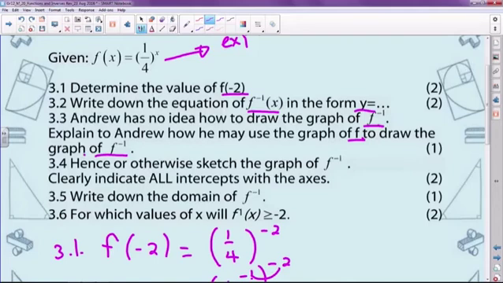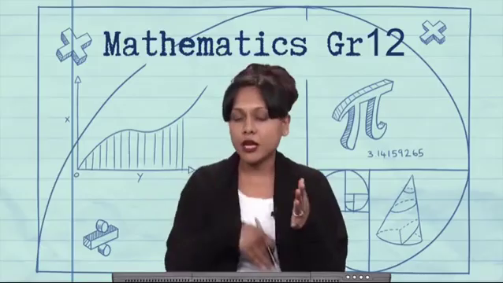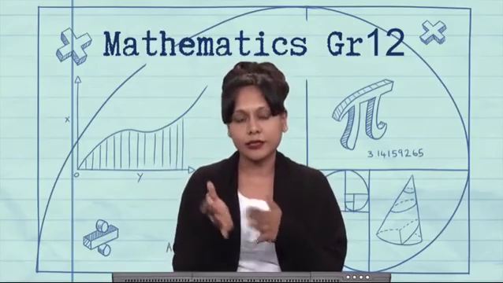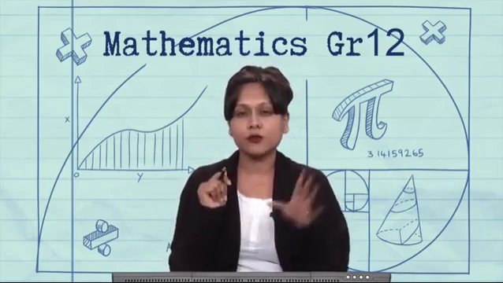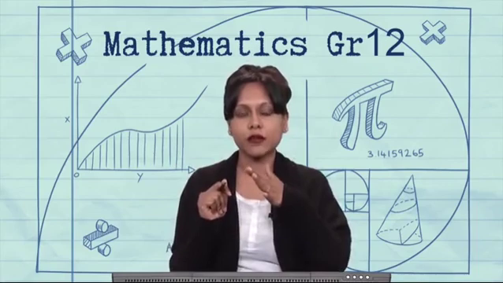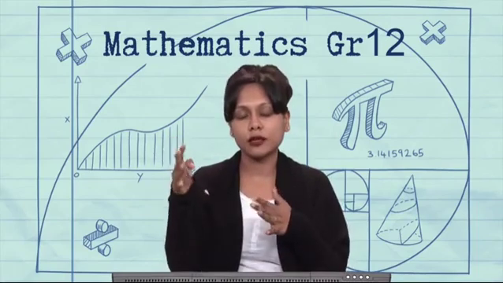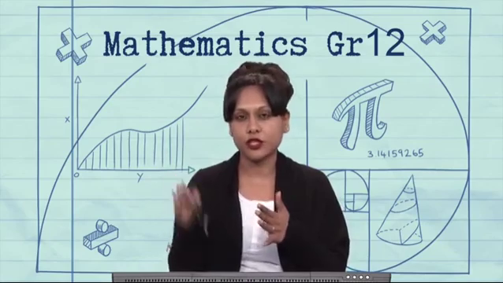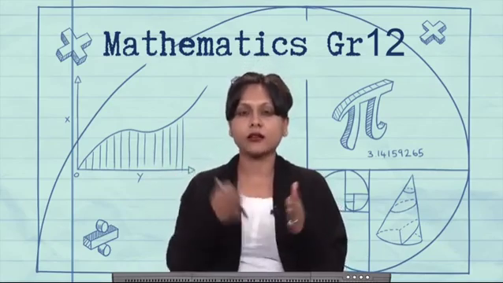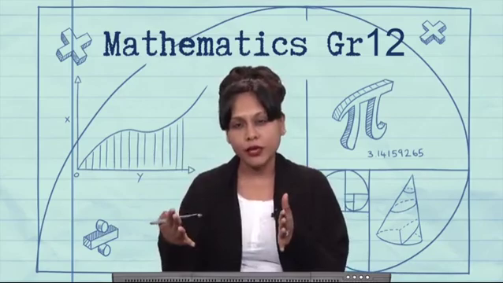Now, there's different things you could say in order to answer this question. The one thing you can say is, well, we know that f and f inverse are symmetrical about the line y is equal to x. So therefore, all you would have to do is you would reflect the original graph f of x in the line y is equal to x, and that will give you your inverse function. So reflecting along the line y is equal to x is one way to do it.